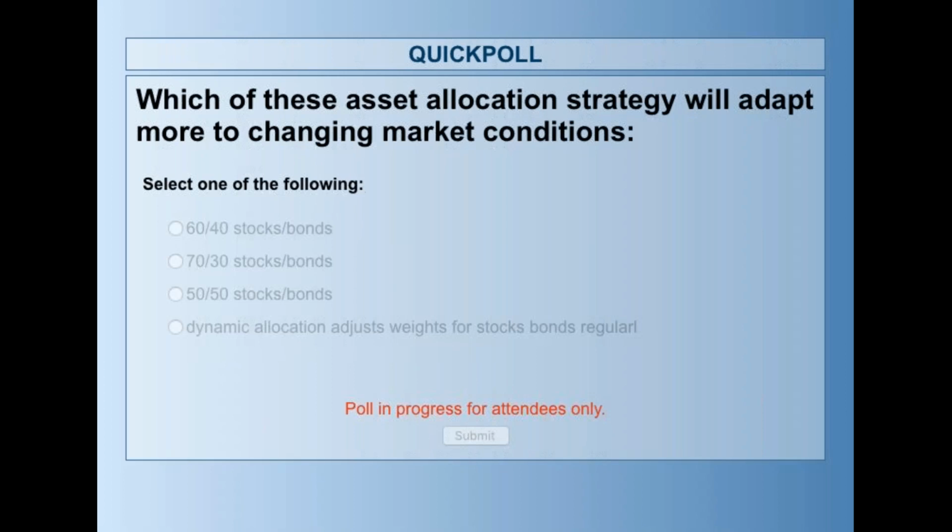But okay, at this point we have our second poll. Okay, for the second poll, the question is, which of these asset allocation strategies will adapt more to changing market conditions? So again, just like we did before, we'll give you a couple of moments to answer.